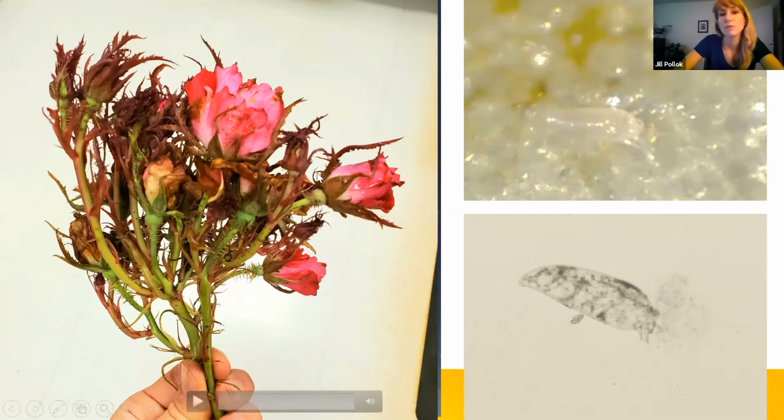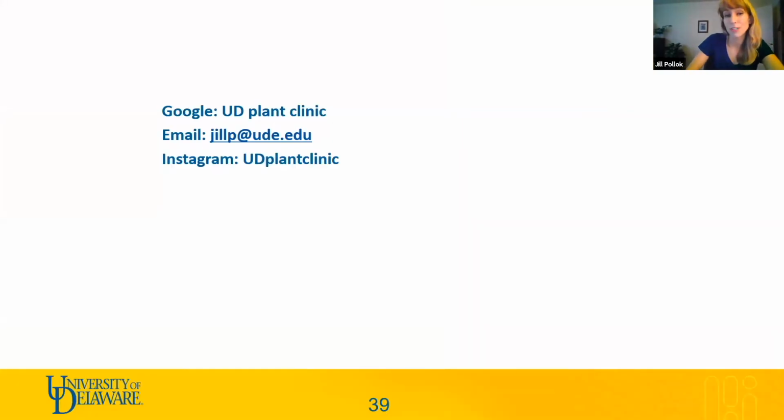So if you have these very distinct symptoms and you find the mites, it's pretty obvious that you do have rose rosette virus. So that's how I would diagnose this at this time. And that's all I have for today.